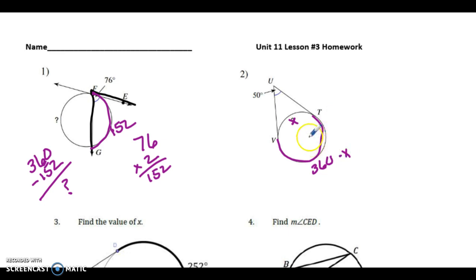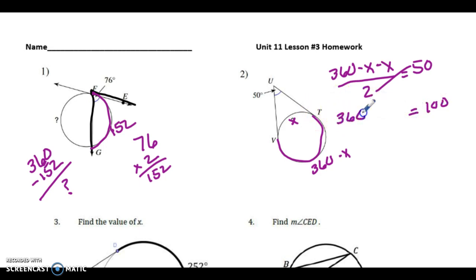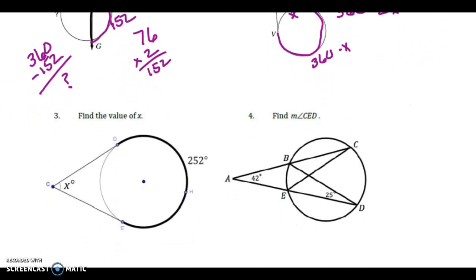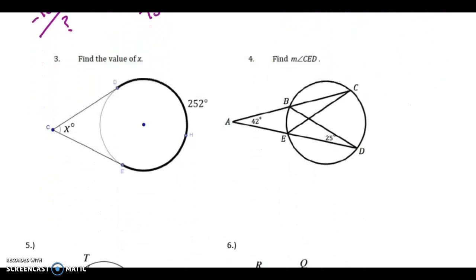And so when we set up the equation here, it's the major arc minus the minor arc, divided by 2. So the major arc is 360 minus X, and then minus the minor arc, which is X, divided by 2, will give me that exterior angle 50. So when I solve here, I'm going to multiply 2 times 50, I get 100, and on the left-hand side, I have 360 minus 2x, and you're going to solve from there. And let's keep going. Number 3 is just like number 2, except you're working the other way.